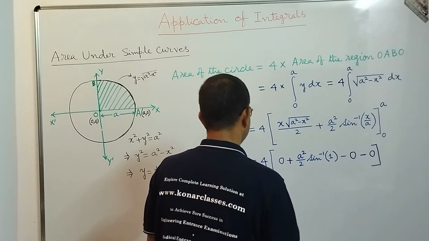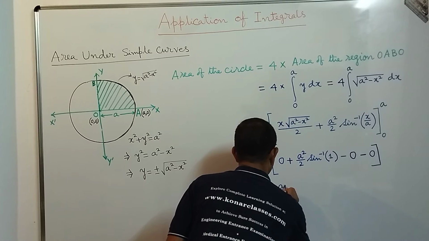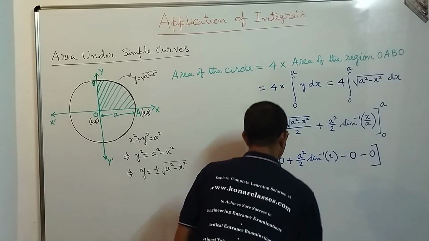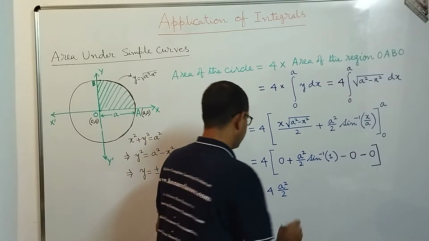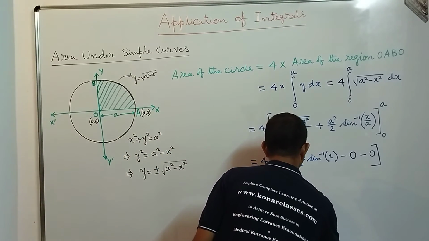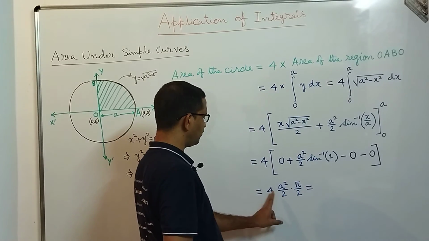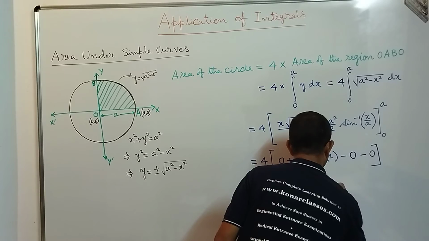So then what we get, dear students? That value we get 4 into a square by 2, and what is the value of sine inverse 1? Sine inverse 1 is pi by 2. So what we can write is pi by 2. So that is equal to what, dear students? 2 into 2, 4, 4 got cancelled. So we get pi a square.